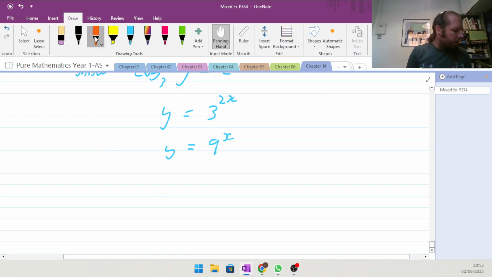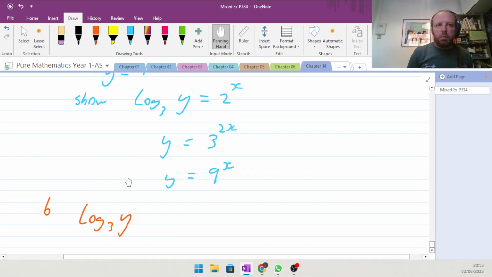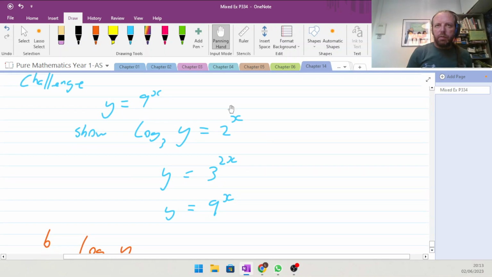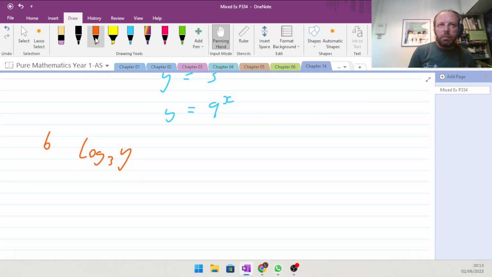Okay, part B then. Hence deduce that log 3y, which is 2x, is equal to the log to the base 9 of y squared. I've written my x up there like that, no idea. Makes no difference. Log 3y anyway is equal to the log of 9y squared.